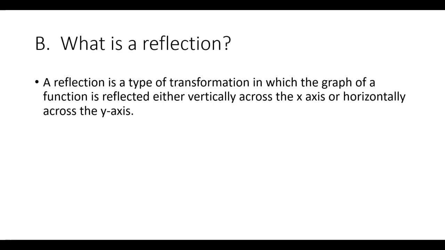So what's a reflection? A reflection is a special type of transformation where it's either reflected vertically, flipped upside down. So you could write that there. Because sometimes we don't use the word vertical and horizontal a whole lot in our day-to-day language, and so that confuses people. So it just means flipping it upside down.